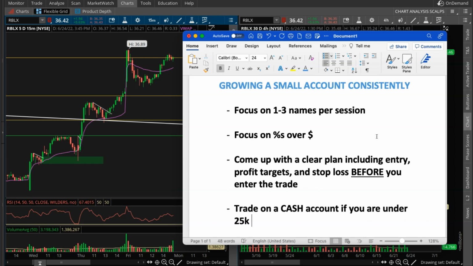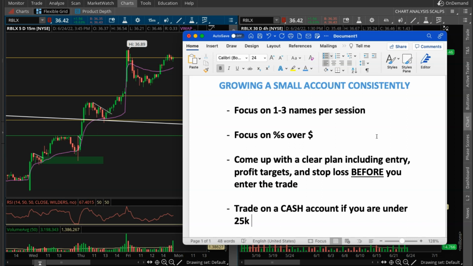And my third point, come up with a clear plan including entry, profit targets, and stop loss before you enter the trade. This is absolutely vital. You guys have to have a mapped out plan. You have to know where your profit targets are, where your stop loss is going to be, and if you're not doing this before you enter the trade, you're simply gambling. So really focus on this. Really focus on having a mapped out plan.